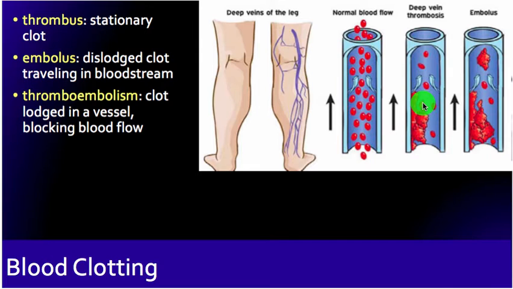Now, this can happen in superficial vessels as well, but it's kind of a major concern here when they form in deep veins like this. And the reason why is that a thrombus can become what we call an embolus. And we see an embolus here over to the right, which is a piece of clot that has broken free and is now traveling within the bloodstream.